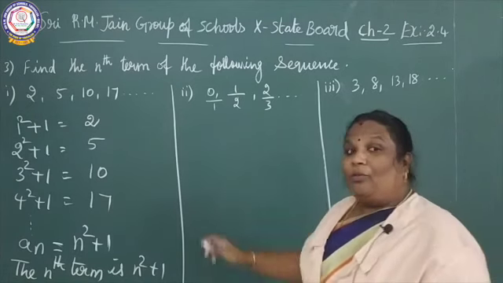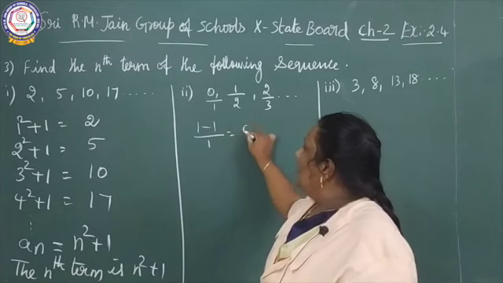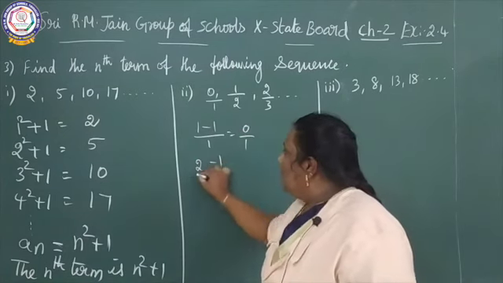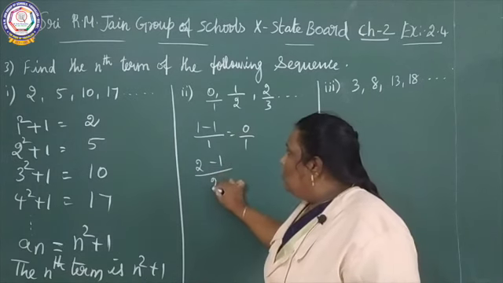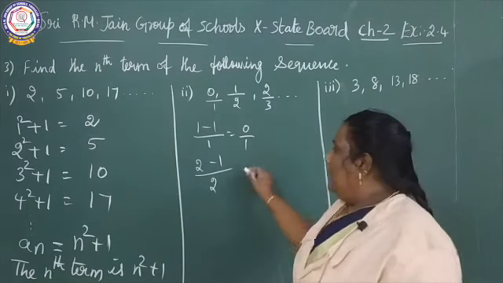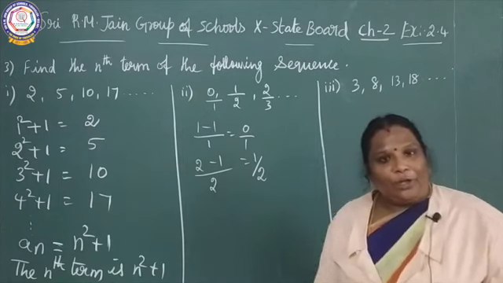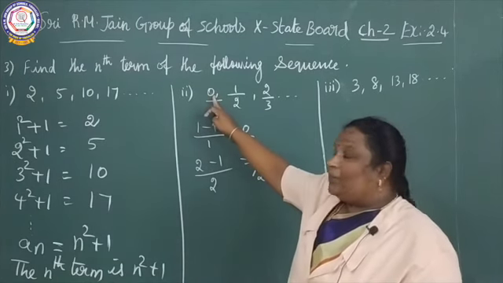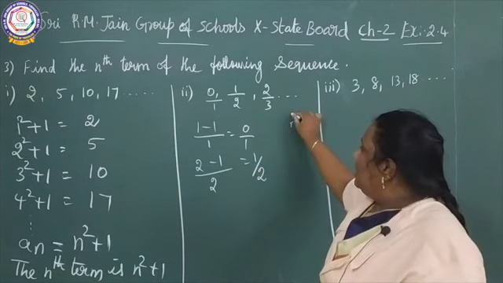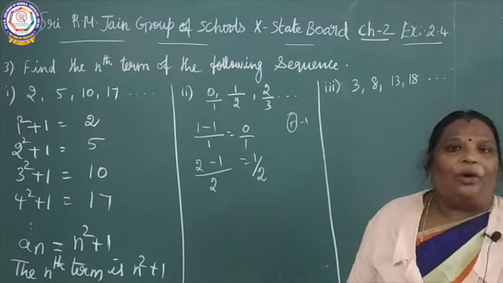Whole number means what? 1 minus 1 by 1 equal to 0 by 1. 2 minus 1 by, what is the next number? 2, because I substitute the value of n equal to 2. It gives 1 by 2. Is it clear for you? See, it starts from the whole number. So, I reduce n minus 1. n can take the value natural number.